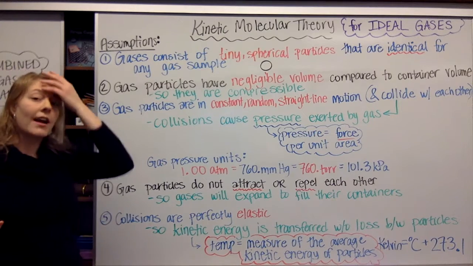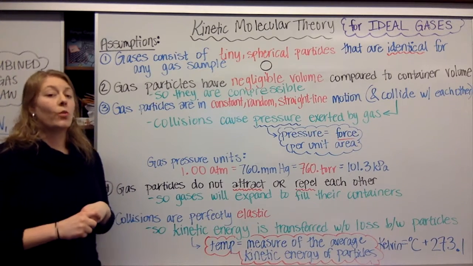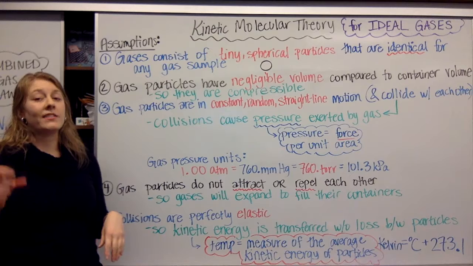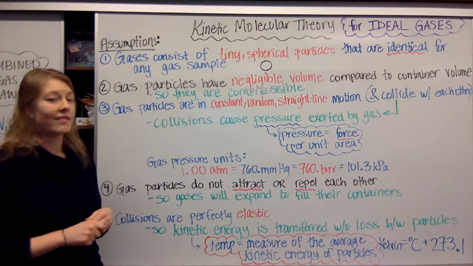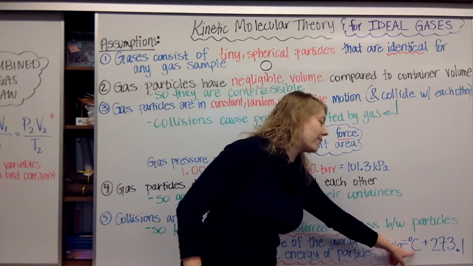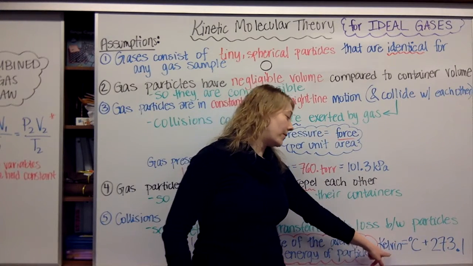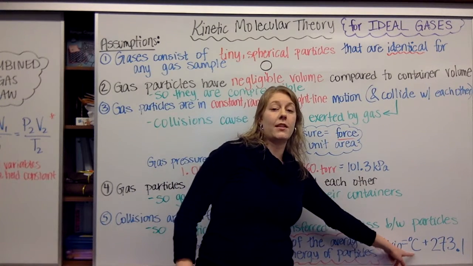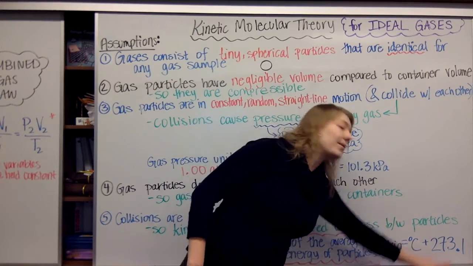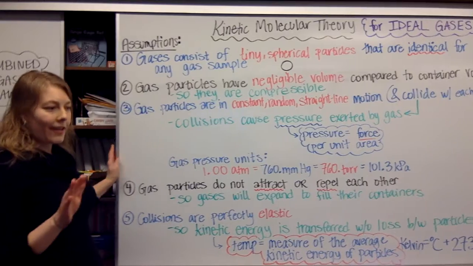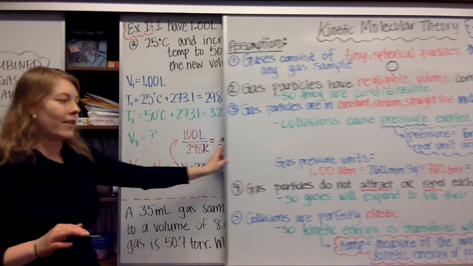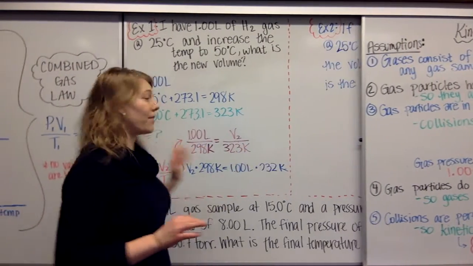When we get to doing our calculations for the gas laws, we need to make sure that we're always using temperatures in Kelvin. Typically you're going to be given temperatures in degrees Celsius, but we have to convert that to Kelvin using this simple conversion. Kelvin is equal to the degrees Celsius plus 273.1. Now remember, for all the gas laws, we want to make sure that we are keeping those in Kelvin.